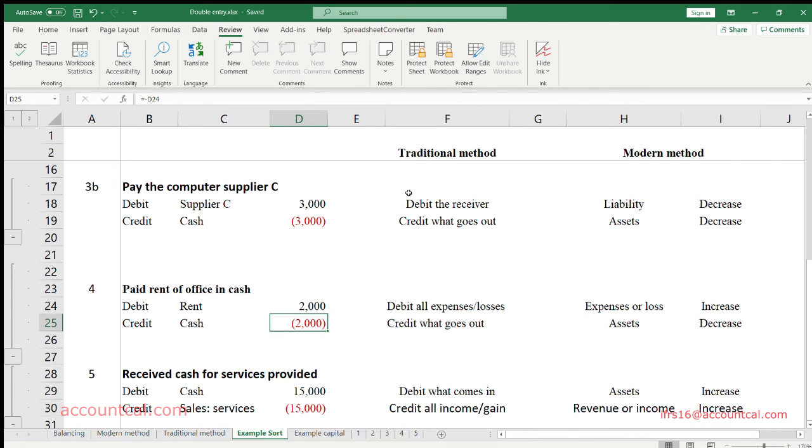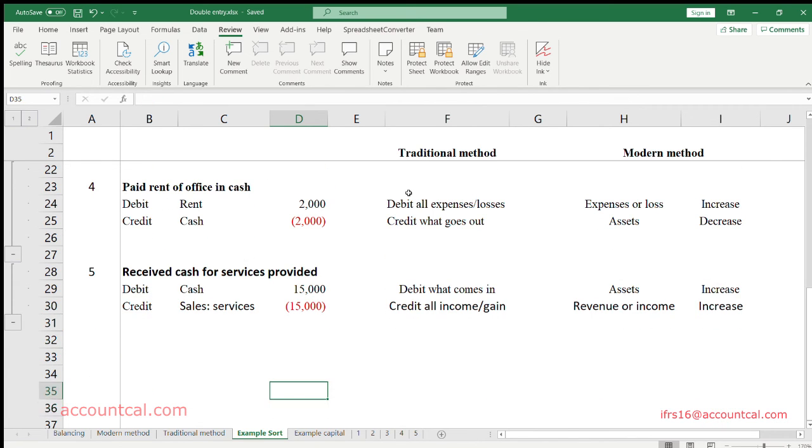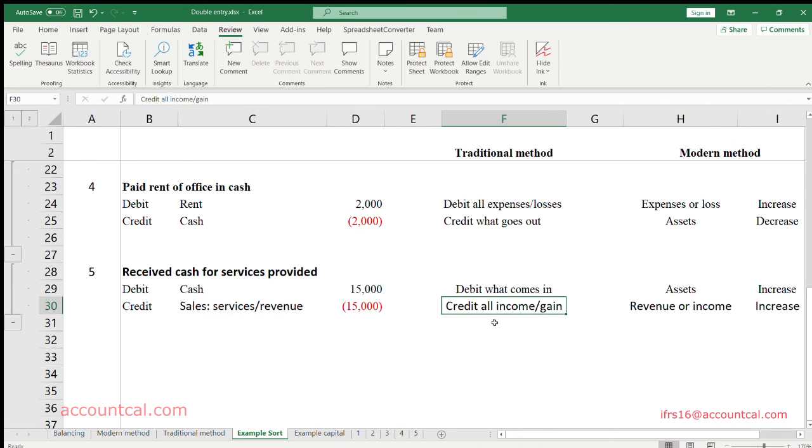Now you have provided services and you have received cash for those services. That's a sales or revenue, whatever you want to say. You have received cash, you debit cash because you debit what comes in, the asset has increased. And then revenue, you credit, because credit all income or gain, revenue has increased, that's why you credit revenue.